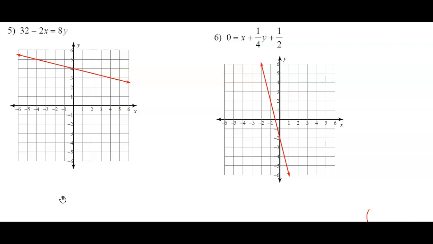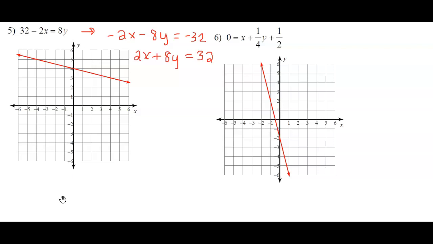Okay, 5 and 6. These aren't in any equation of a line form that we know. If you were looking at number 5, you could put that into standard form. So you would have negative 2x minus 8y equals negative 32. Your a value in standard form can't be negative. So you multiply everything by negative 1. And in standard form, that would be 2x plus 8y equals 32.